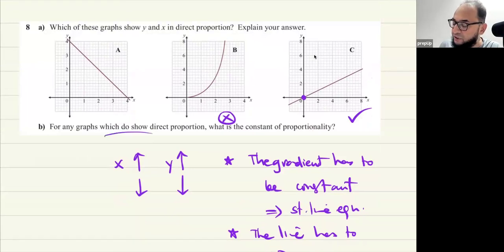For any graphs which do show direct proportion, what is the constant of proportionality? So the constant of proportionality is the gradient of the graph. So when we plug in 4, we are getting 2.